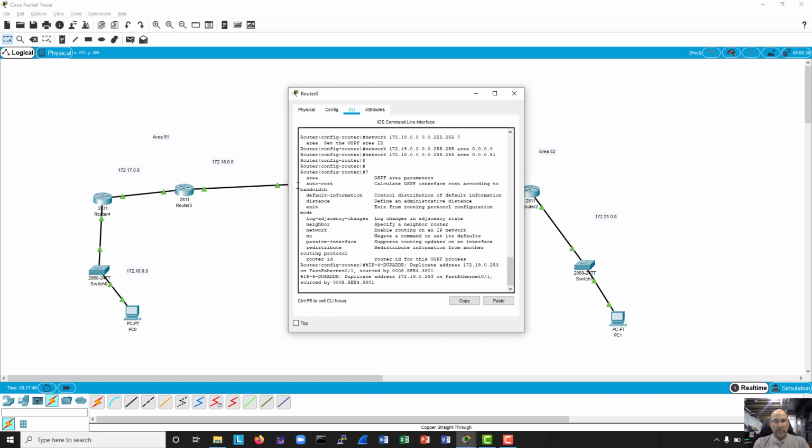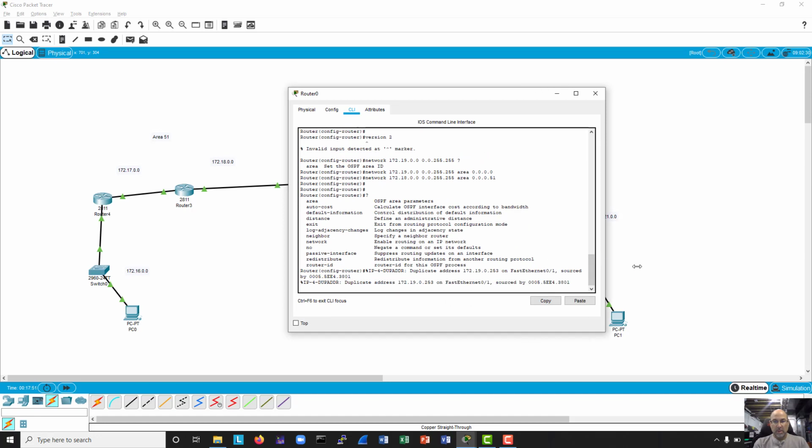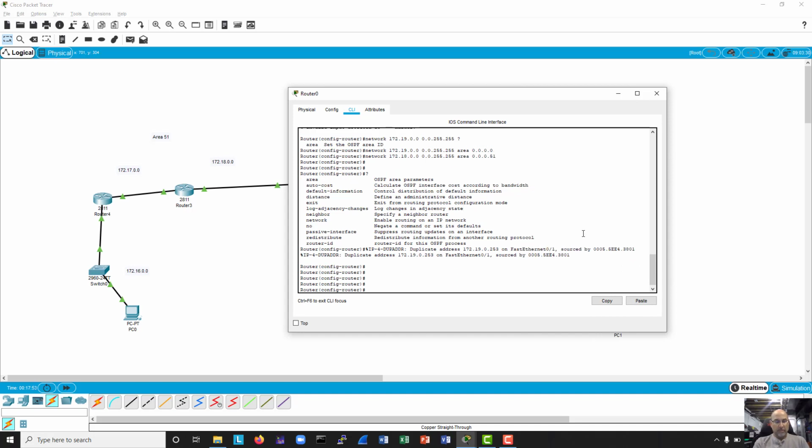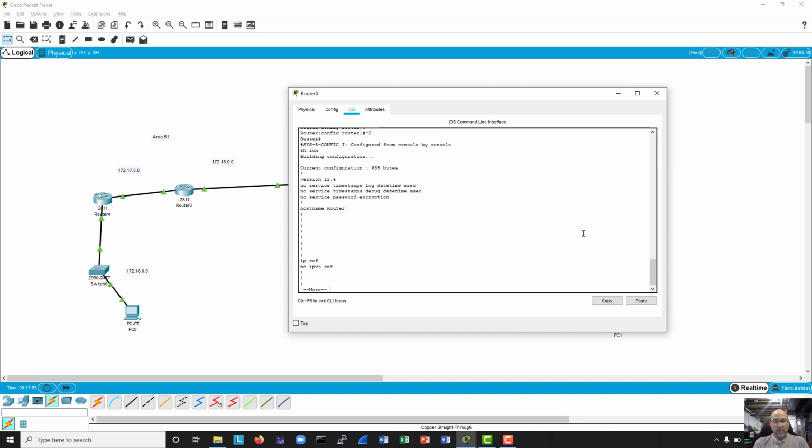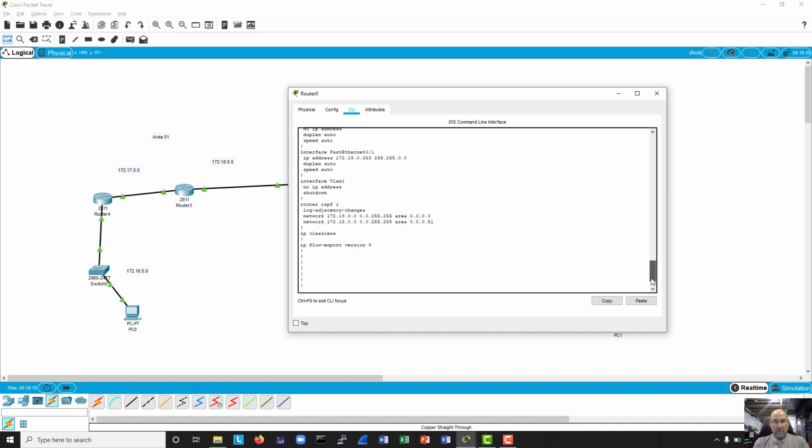Let's make sure that we know what's going on here. So we got some good duplicate address. That's going to be a problem. Yep. All right, so I got to fix that. Just part of troubleshooting, just part of routing. So IP address 172.19.0.254, I think is what we need it to be. Yep.